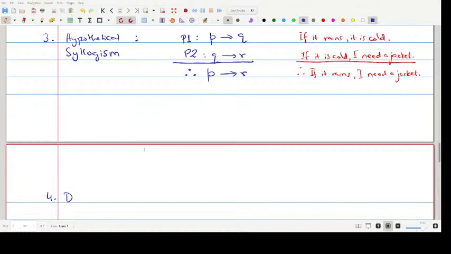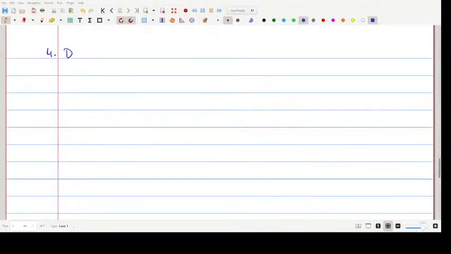I should scroll my page a little bit more. Disjunctive syllogism. So this rule states as follows. We'll take a proposition, in this case we call these premises. So premise P1. We usually name these premises P1, P2, P3, and so on. So the first premise is P disjunction Q.